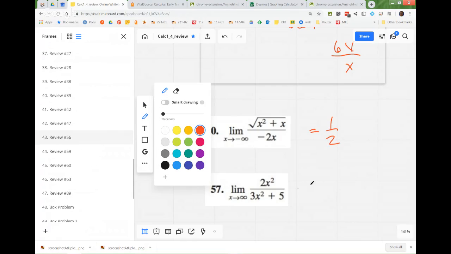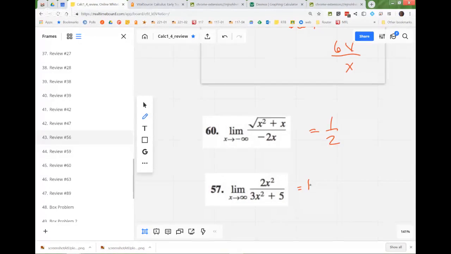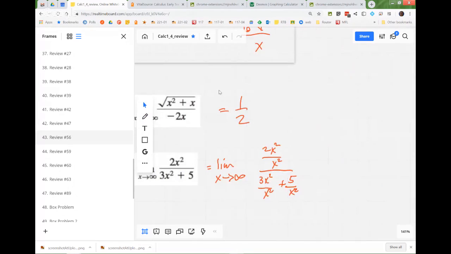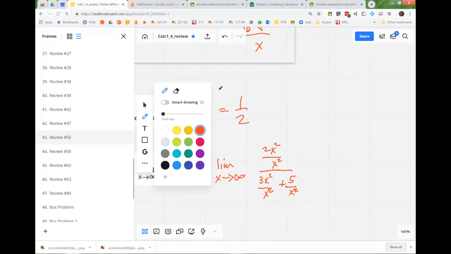So this equals the limit as x approaches infinity. And on top, you have 2x squared divided by the highest power of x, x squared. On the bottom, we have 3x squared divided by the highest power of x, and 5 divided by the highest power of x. So how does this turn out? Well, on the top, the x squareds cancel, and you get 2.